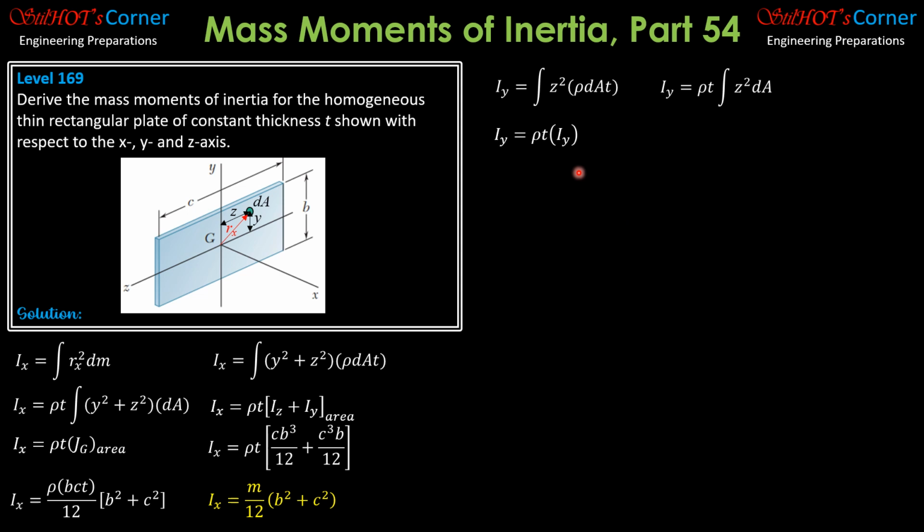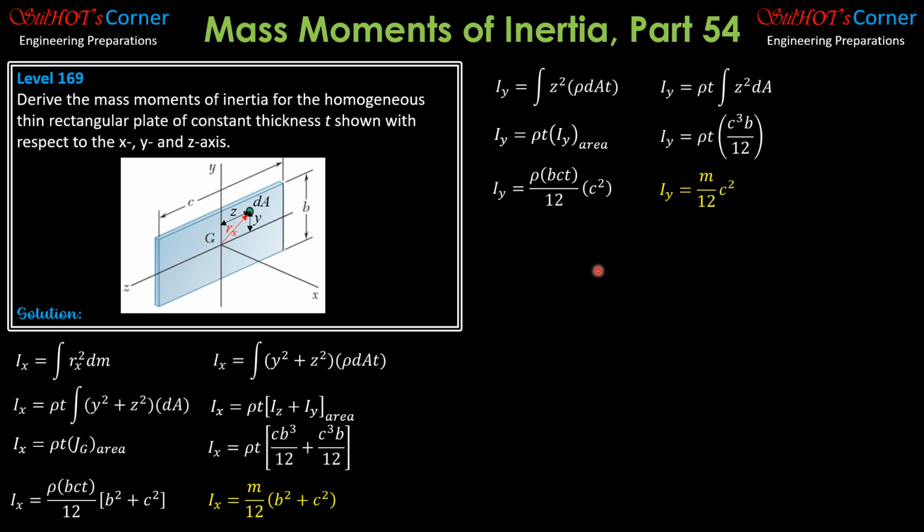So Iy is rho t times Iy of area, which is equal to density times thickness times C cubed b over 12. Again, factoring out BC, combining with rho times t, Iy equals density times BCT over 12 times C squared. We interpret this again as the mass. So Iy therefore is 1 over 12 mass C squared.